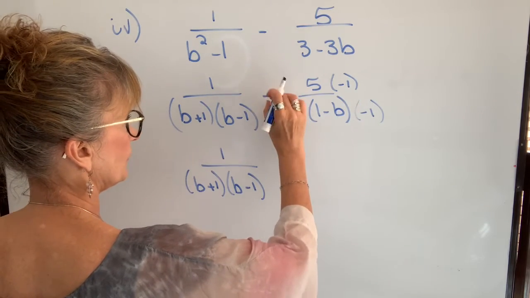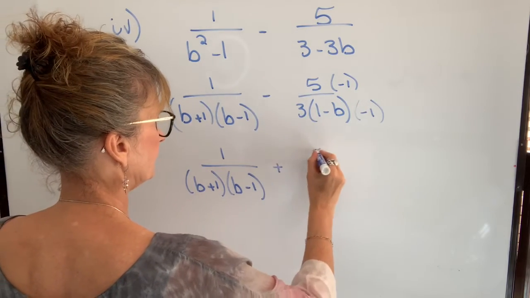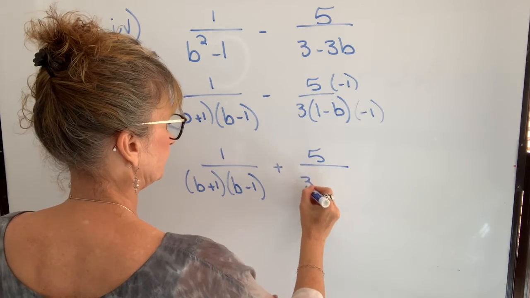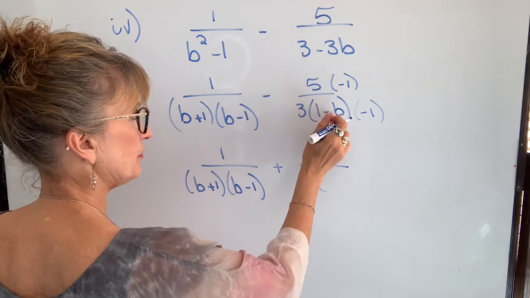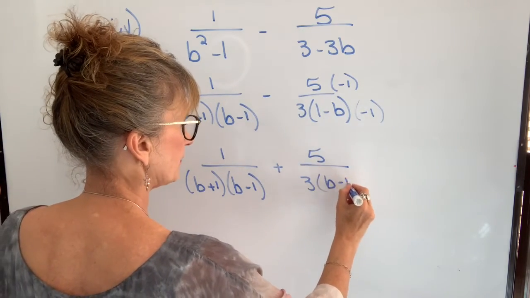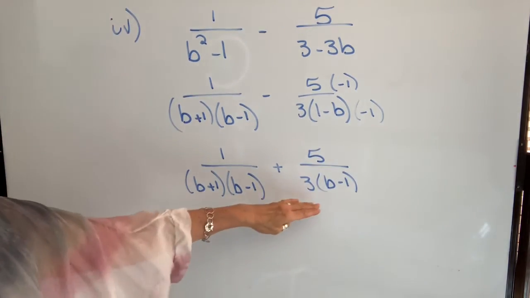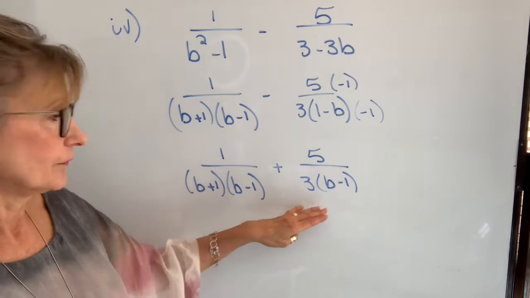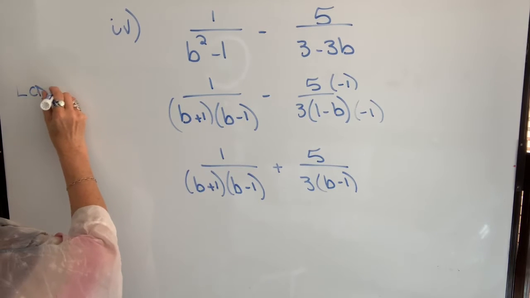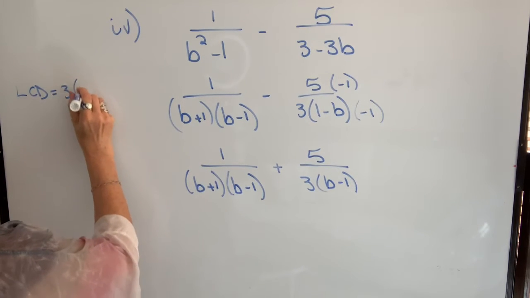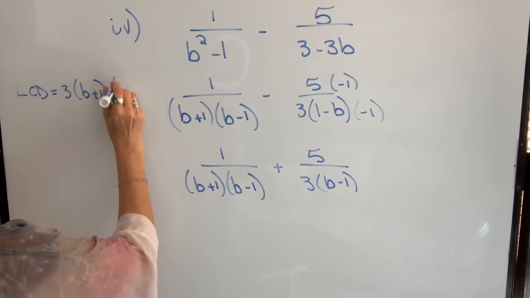Negative times a negative, or plus a negative, makes it a positive. And when I multiply that -1 to 1 minus b, it becomes negative b plus 1, which I will write as b minus 1. Now this is better for us to find our lowest common denominator, which will be 3 times b plus 1 times b minus 1.